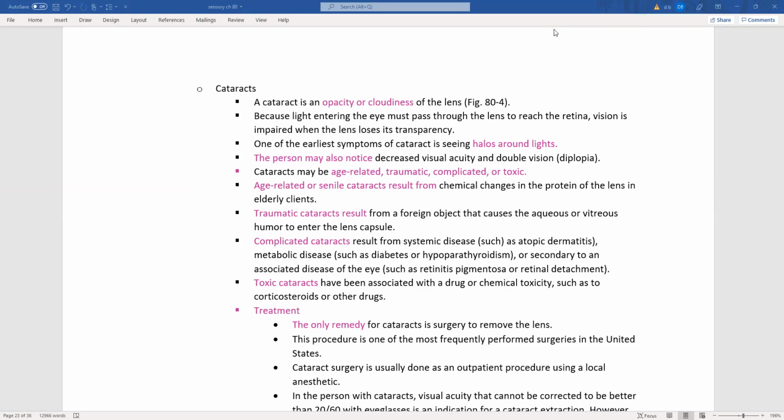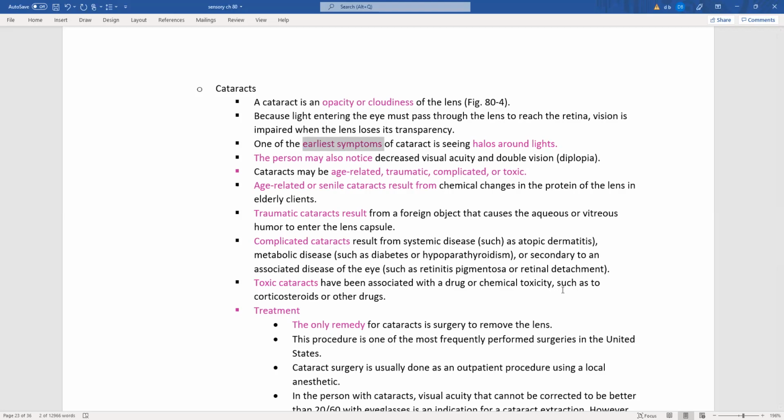So the earliest sign of a cataract, the patient may have halos around the lights. That's the earliest sign of a cataract. The person may also notice decreased visual acuity and double vision. Cataracts may be age related, traumatic, complicated, or toxic.